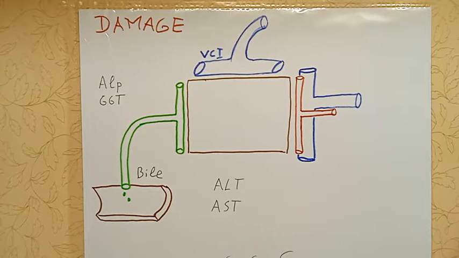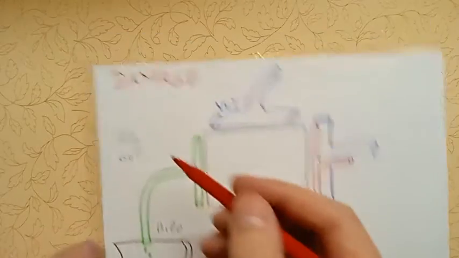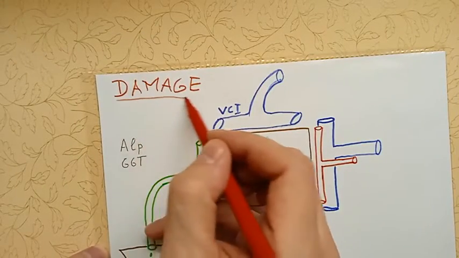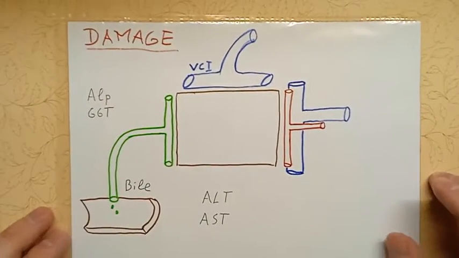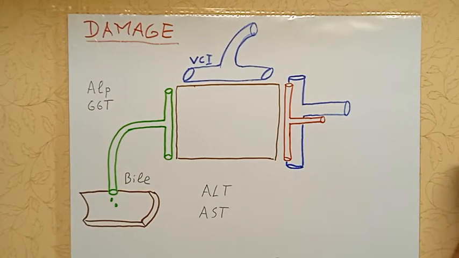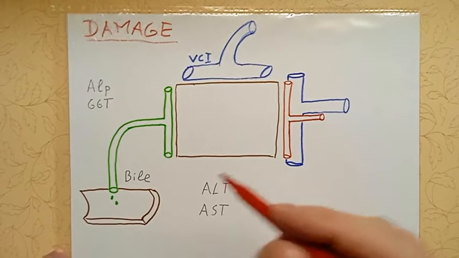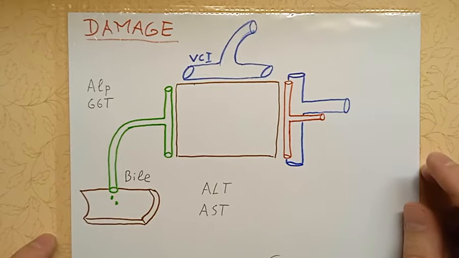So let's go on further. You have to know some symptoms or syndromes, laboratory syndromes that may happen in liver diseases. First syndrome is a syndrome of cells damage. So any disease like alcoholic disease, viral infection, especially hepatitis A, B, and C, they damage the cell of the liver.